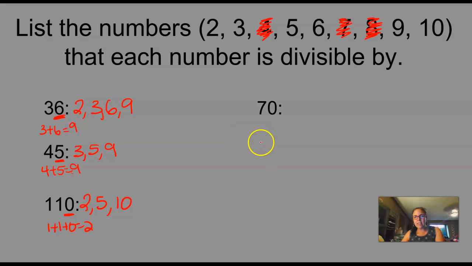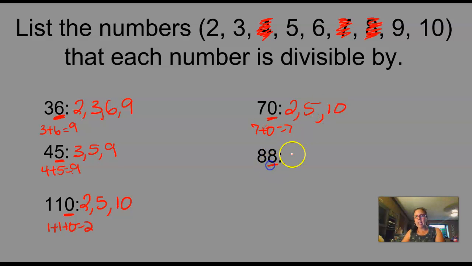So what about 70? Okay, 0 is even, so 2. 7 plus 0 is 7, so will 3 go into 7? No. Will 5? Yes, because it ends in a 0. What about 6? No, because it's missing the 3. What about 9? Will 9 go into 7? No. What about 10? Yes, because it ends in a 0.